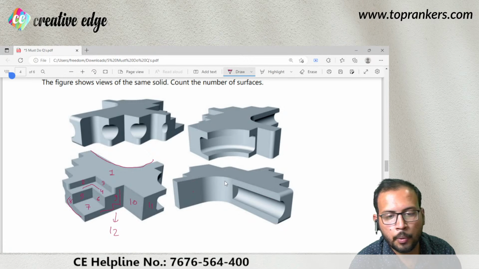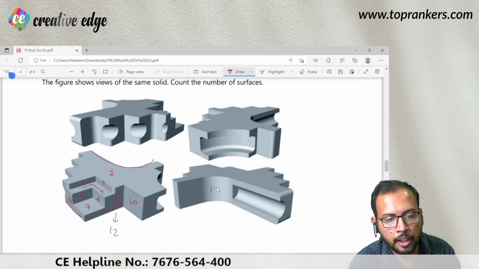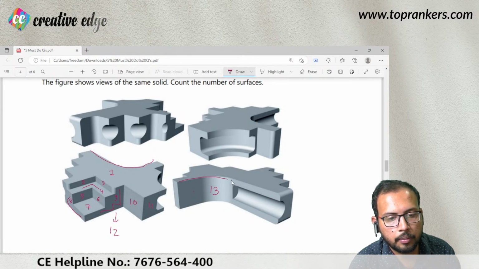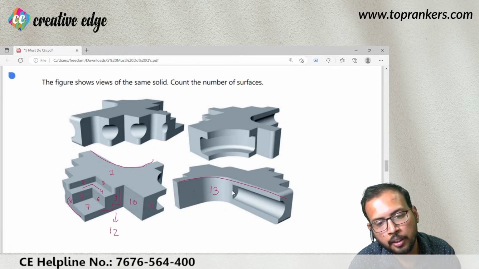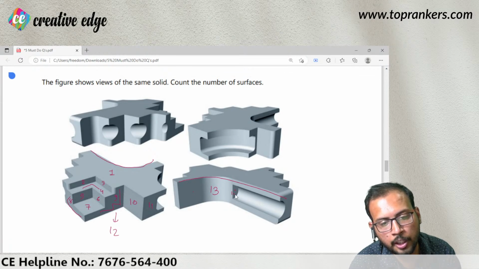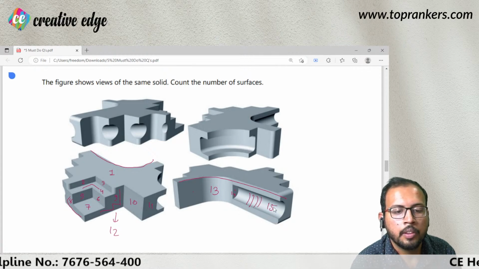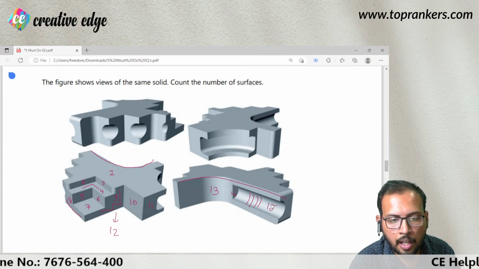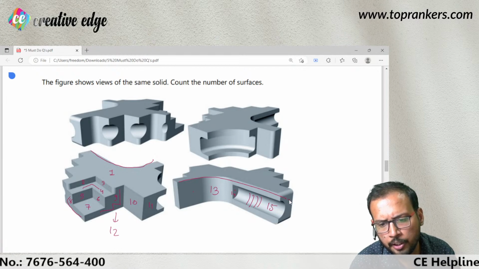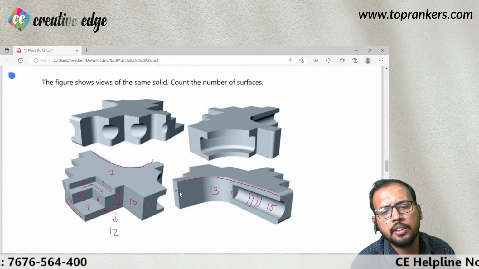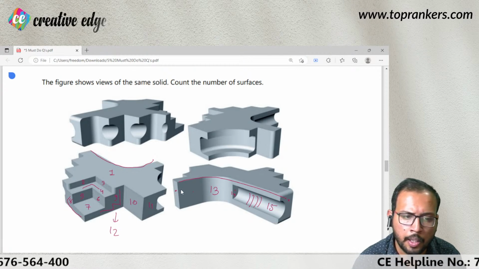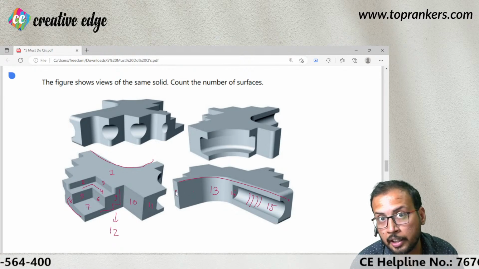Okay, 12 surfaces. So this is going to be the 13th surface. Then this surface is the 14th one, and this surface is the 15th one. Let us cross check. Let me ask you, have I counted this surface and this surface? I'm asking all the participants out there. Okay, so you can see that I still have to count them.